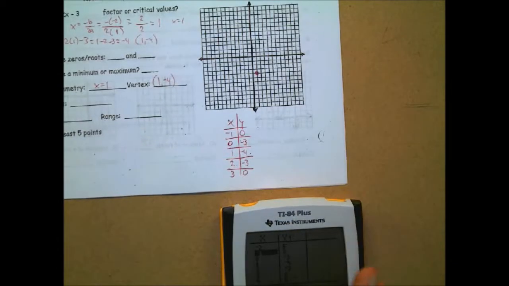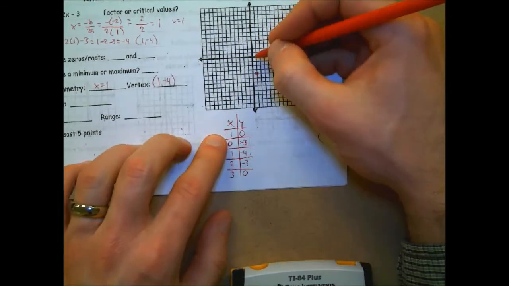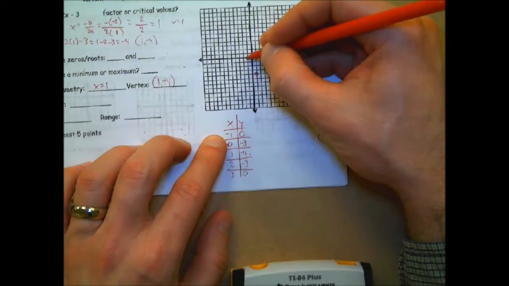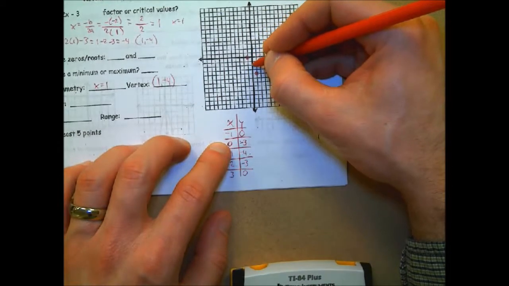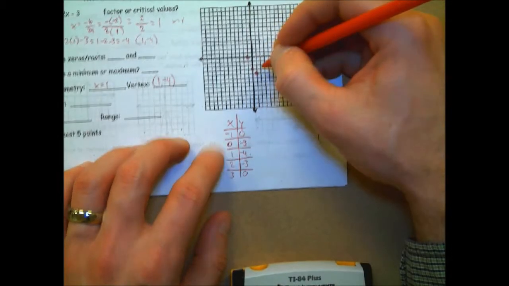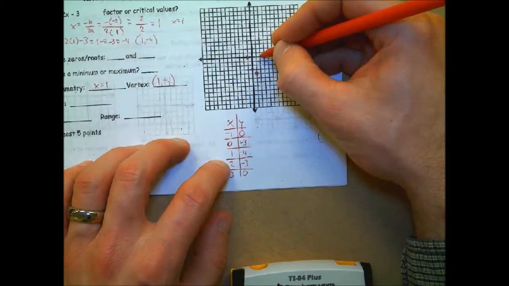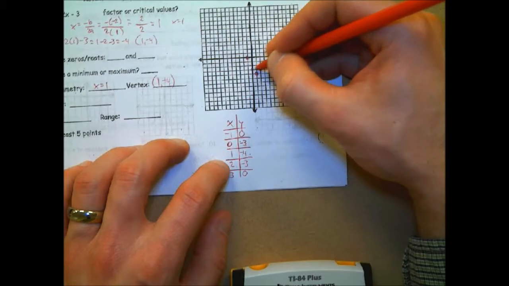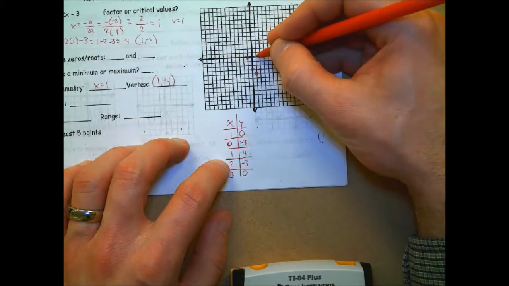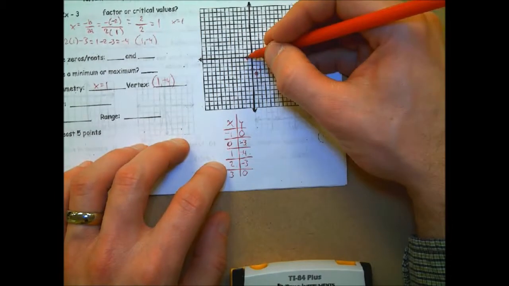Okay. So, negative 1, 0, right there. 0, negative 3. 1, 2, 3. 1, negative 4. 2, negative 3. You can use that symmetry. Right in here, symmetry again. 1, 2 away, 1, 2 away, right there. Okay, there's the graph.